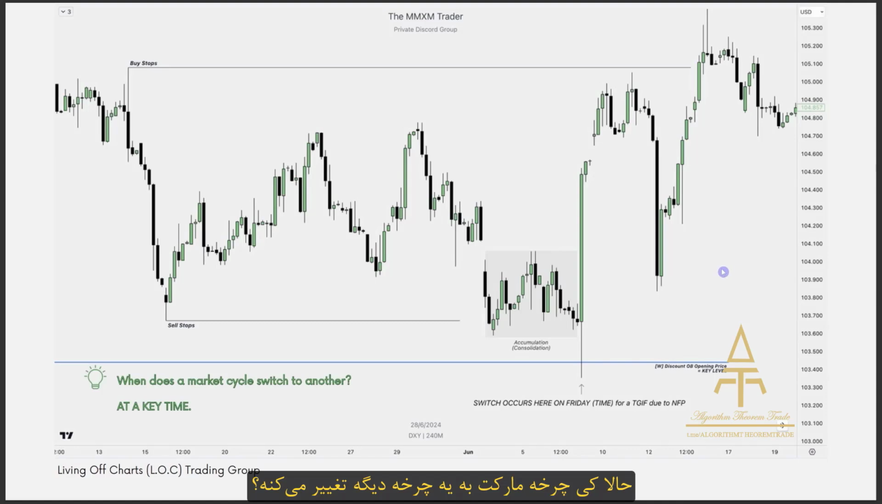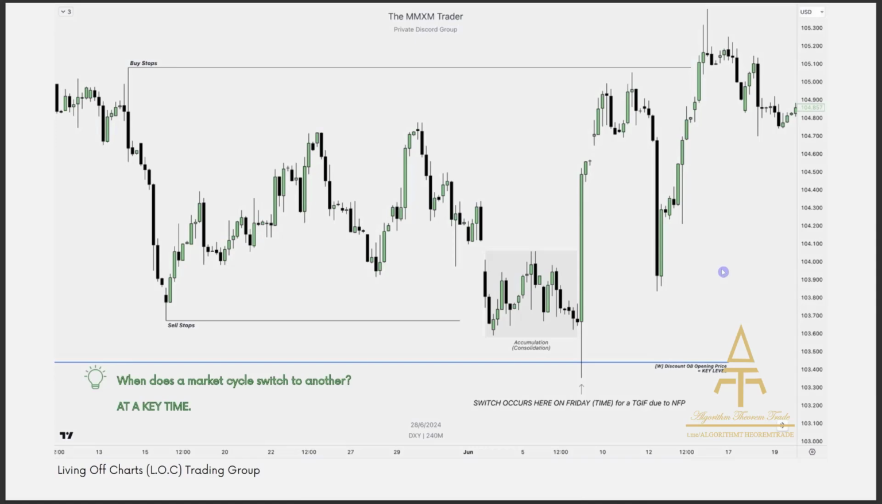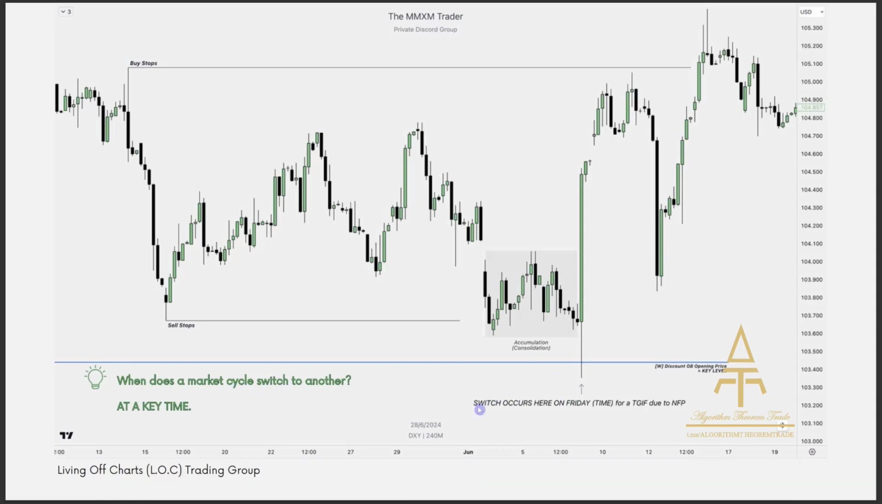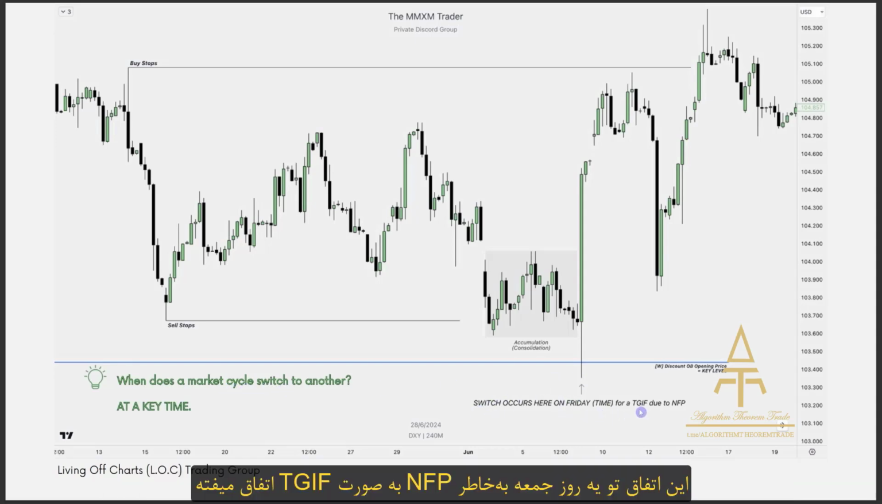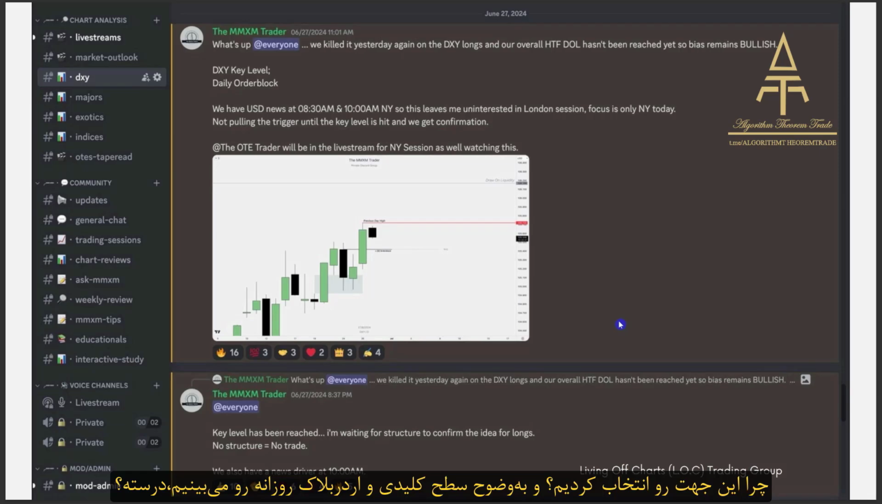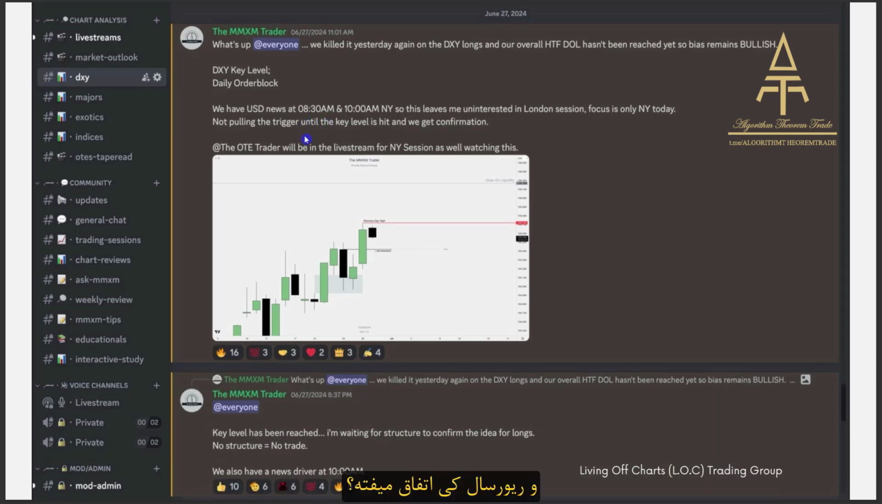Now when does a market cycle switch to another? It is always at a key time, right? Over here we've got that manipulation lower and then we reverse into that market cycle, right? And this occurs during a Friday for a TGIF, and that is because of NFP. Over here we've got a Discord screenshot, right? Where we called this direction, and we can clearly see the key level, daily order block, right? And then when does a reversal happen? We also outlined that over here, right? News at 8:30 and 10 a.m.